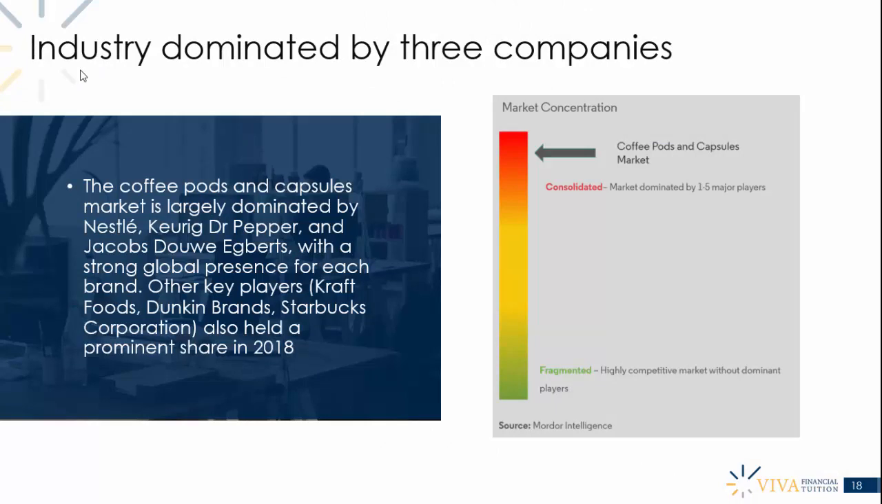The coffee capsule industry is dominated by three major companies. The coffee pods and capsules market is largely dominated by Nestle, Keurig Dr Pepper and Jacobs Douwe Egberts, with a strong global presence for each of those brands. There are some other key players like Kraft Foods, Dunkin' Brands and Starbucks Corporation. They also held a prominent share in 2018. So if you look on the right here, in terms of market concentration, consolidated versus fragmented, the coffee pods and capsules market is way up there towards the consolidated end of the spectrum.